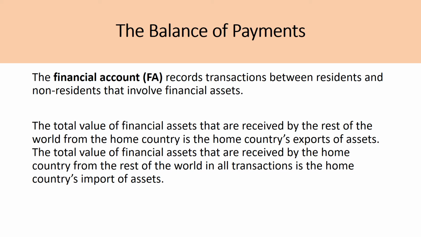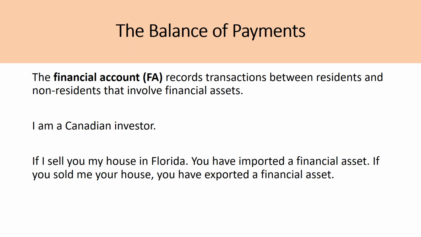So as I said before, say for example, you are a homeowner in the US and you sell your house to a Japanese buyer. You are exporting that asset to them. If you were to buy a home in Japan as a US citizen, you are importing an asset. Okay? So here's another example.